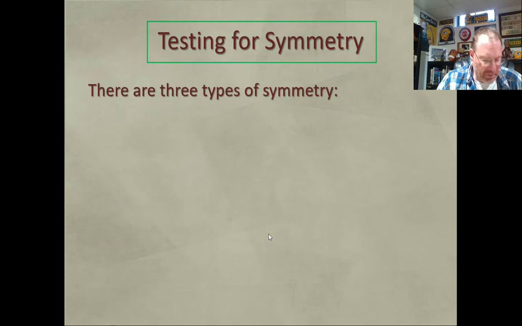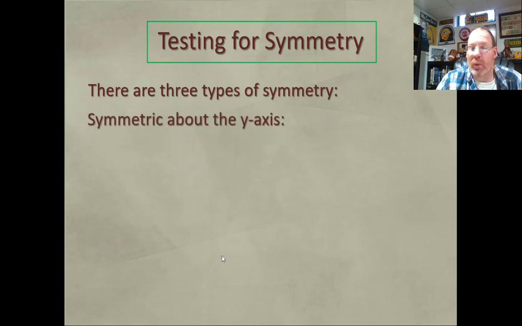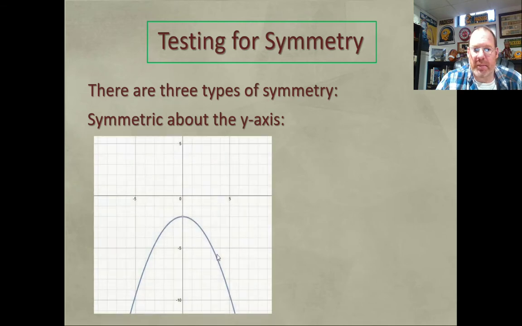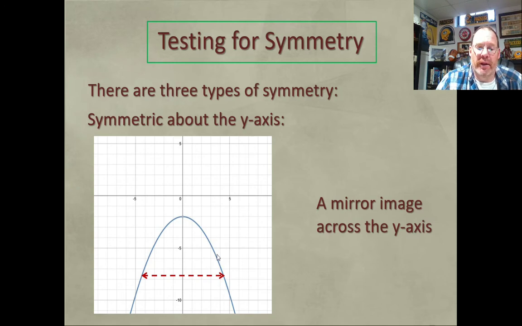There's 3 types of symmetry. The first that we're going to talk about is symmetric about the y-axis. And this particular graph that I'm about to show you is one that is symmetric about the y-axis. You can see that the left half and the right half mirror each other, and that it's the y-axis that splits it right in half. That's where the mirror ends up being.